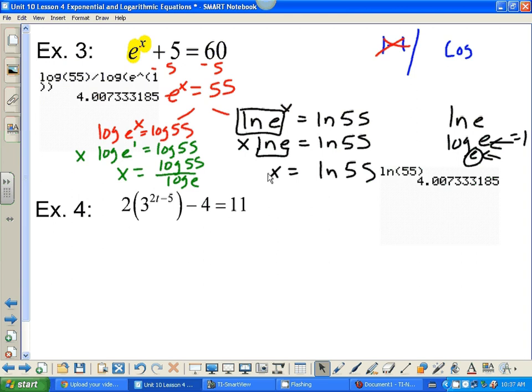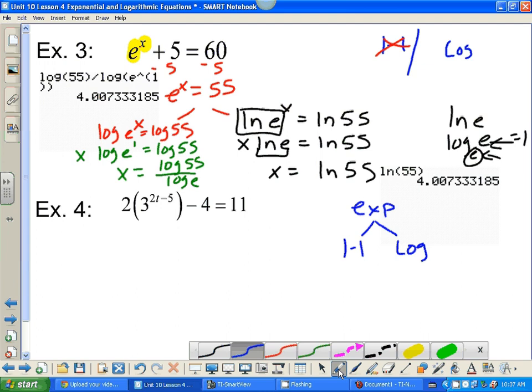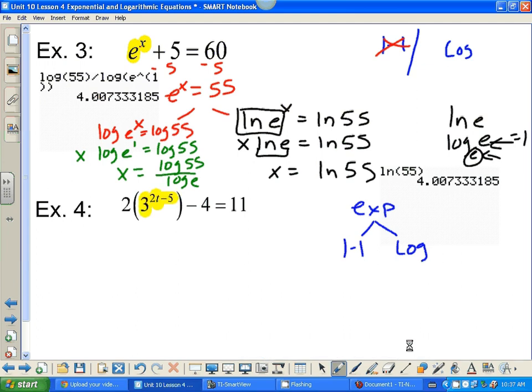All right, let's look at example 4. Again, I think to myself, this is an exponential equation. My two strategies to solve it are the one-to-one property or using logs. In order to determine which one, I have to locate my exponent, and it's on the base of 3, and I have to isolate that before I make any decisions about what strategy to use. So in order to isolate that, I'm going to add 4 to both sides. Then I'm going to divide by 2.